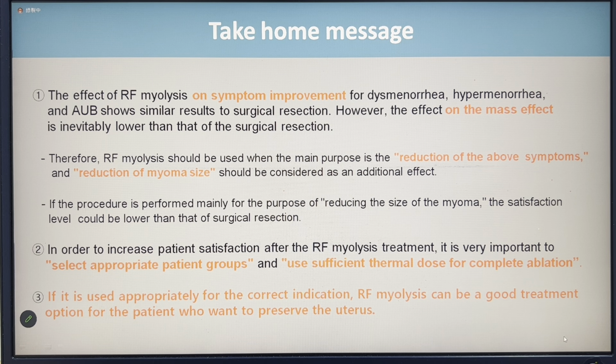The effect of RF myolysis on symptom improvement for dysmenorrhea, hypermenorrhea, and AUB shows similar result to surgical resection. However, the effect on the mass effect is inevitably lower than that of the surgical resection. Therefore, RF myolysis should be used when the main purpose is the reduction of the above symptom, and reduction of the myoma size should be considered as an additional effect. If the procedure is performed mainly for the purpose of reducing the myoma size, the satisfaction level could be lower than that of surgical resection.